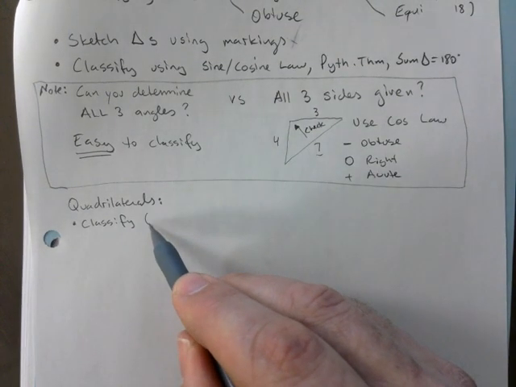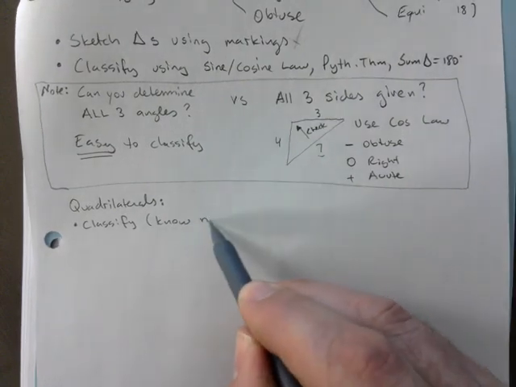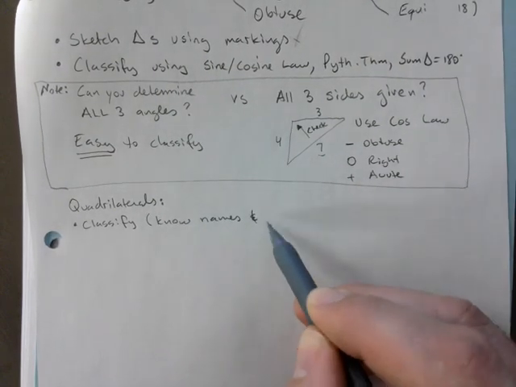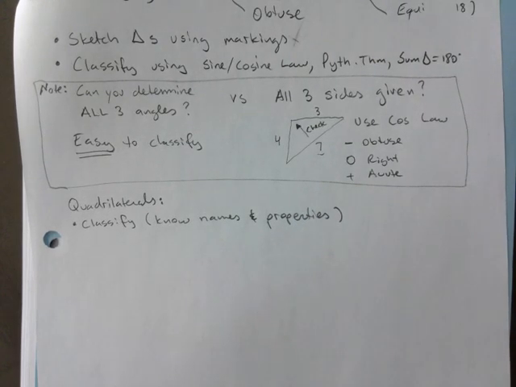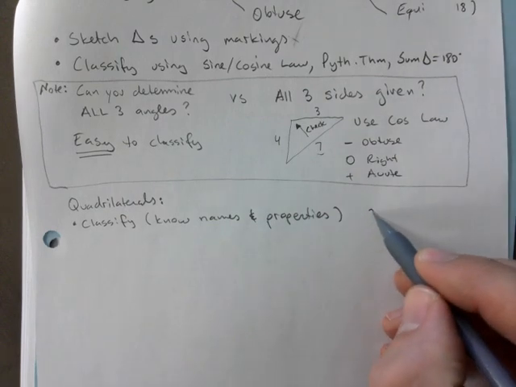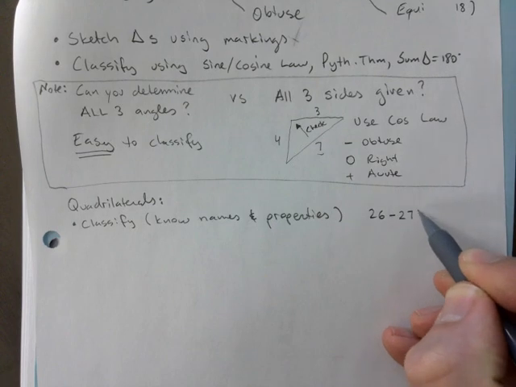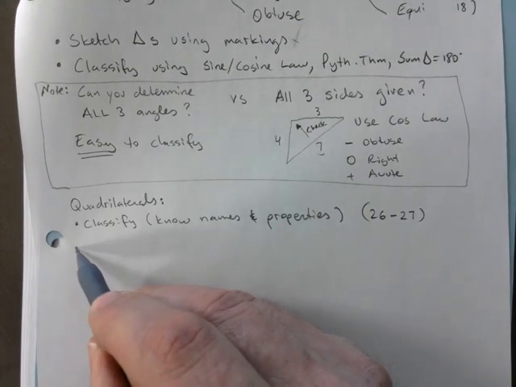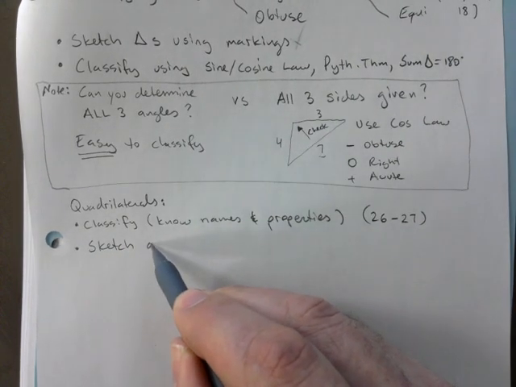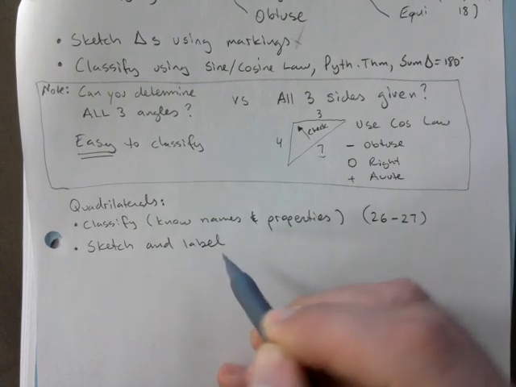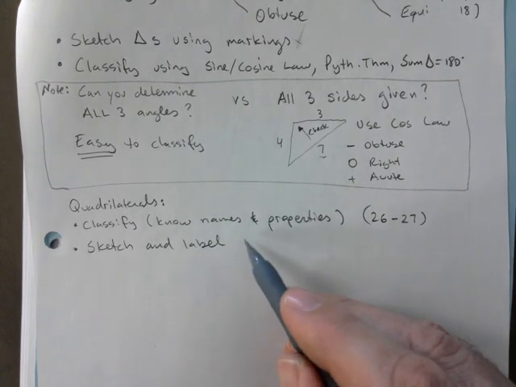classify. Okay. No names and properties. Okay. No names and properties. I'm going to give you some page numbers there. 26 to 27. I go over that. Sketch and label. 28 to 29.